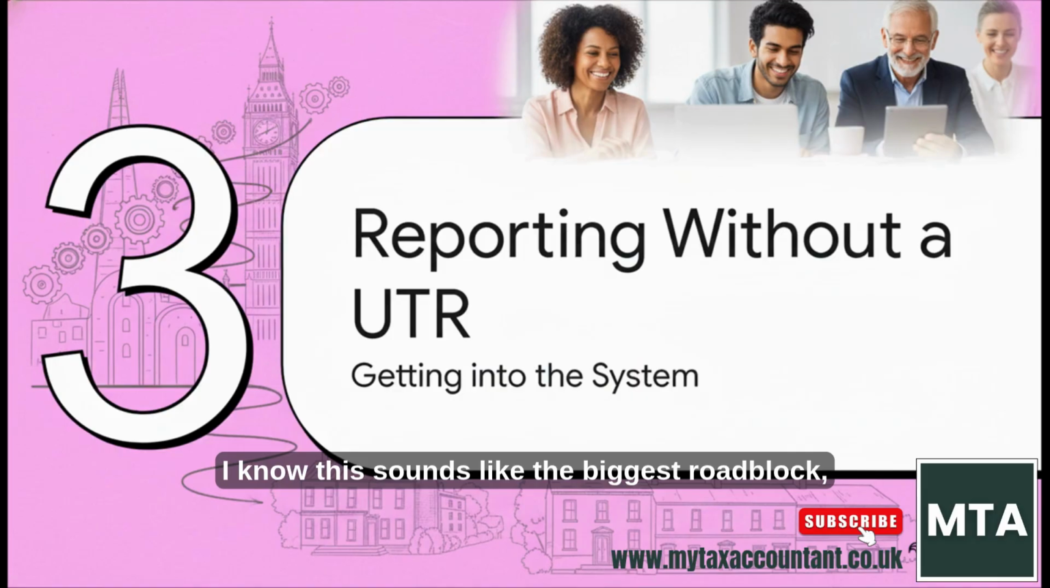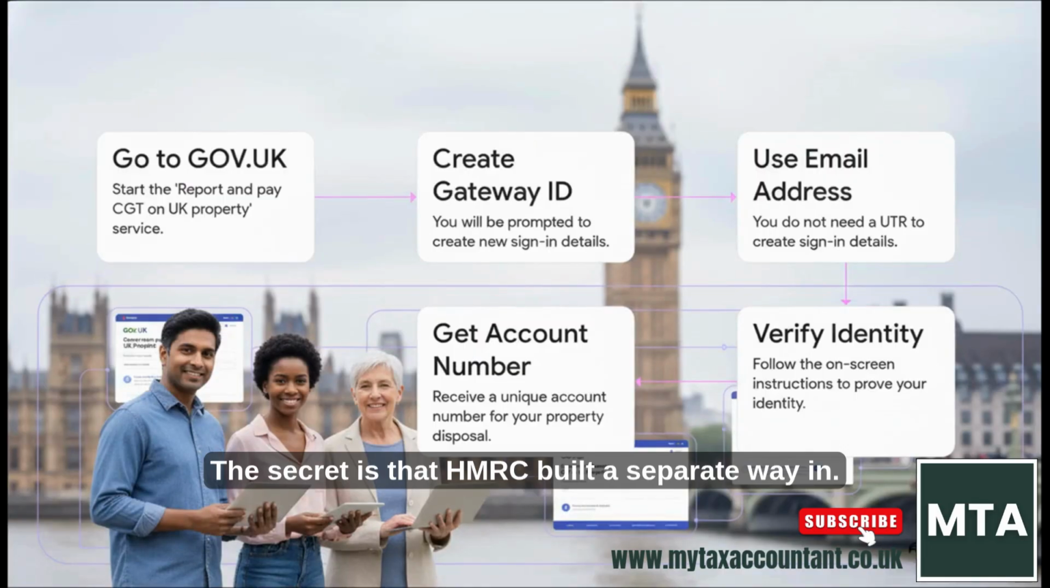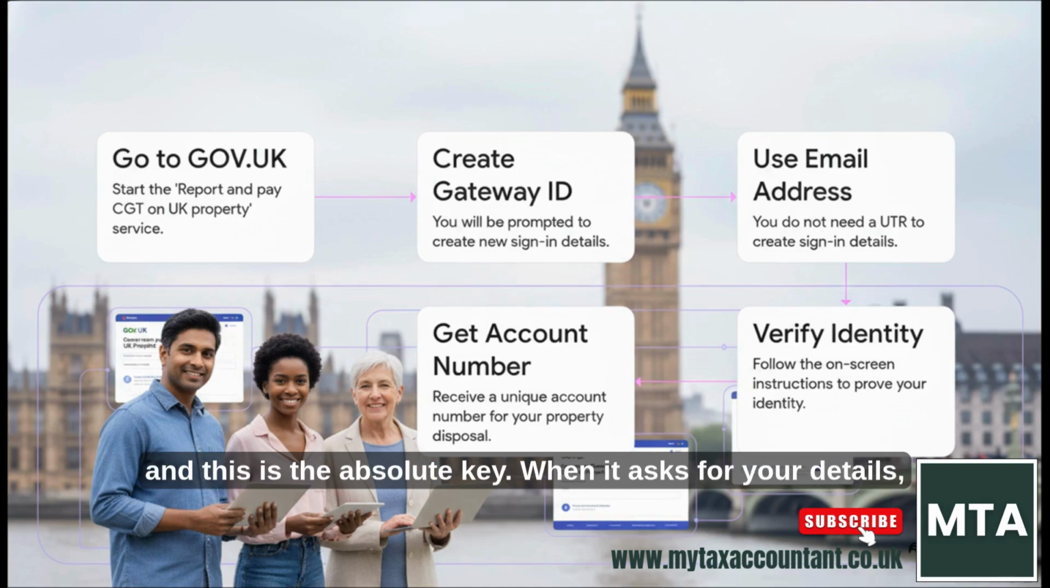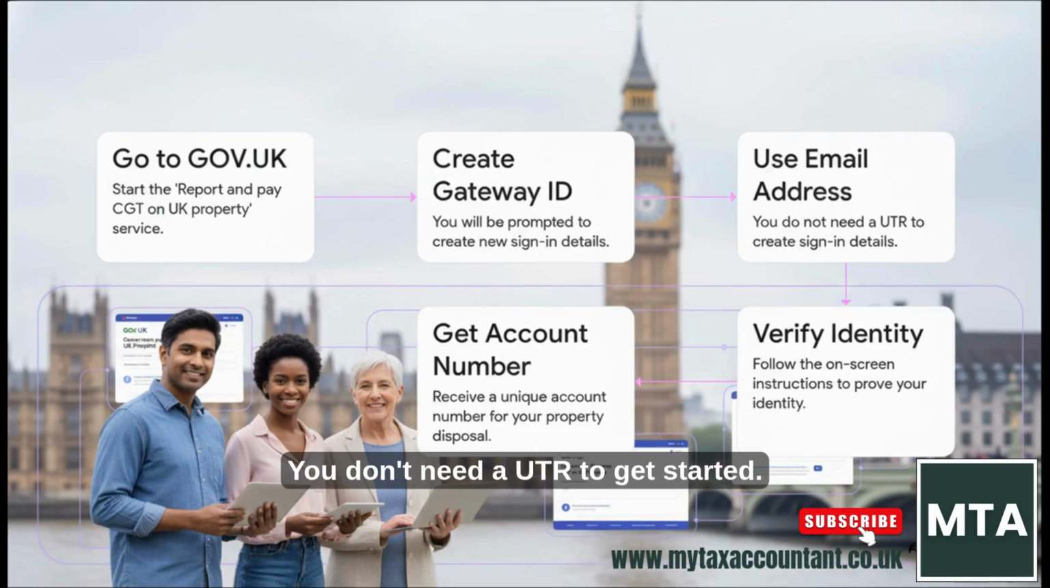I know this sounds like the biggest roadblock, but I promise there's a system designed specifically for you. The secret is that HMRC built a separate way in. You just go to the gov.uk website and search for the CGT on UK Property Service. It'll ask you to set up a government gateway ID, and this is the absolute key. When it asks for your details, just choose the option to create sign-in details using your email. You don't need a UTR to get started.